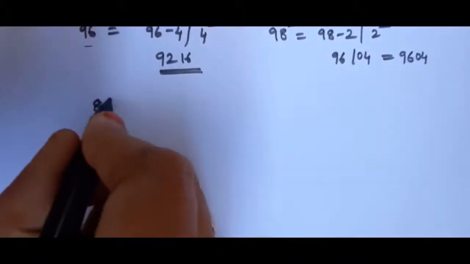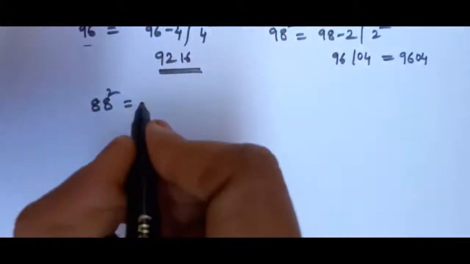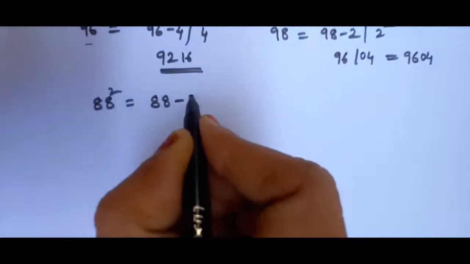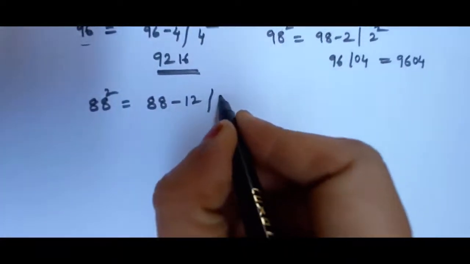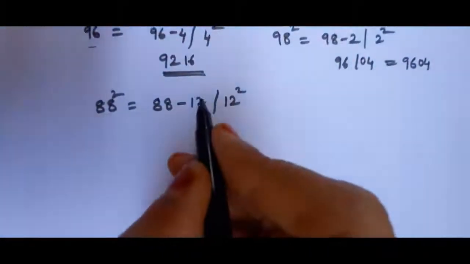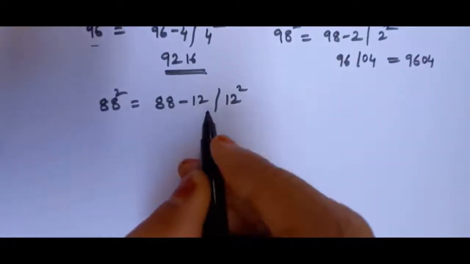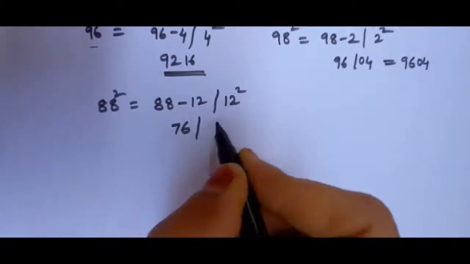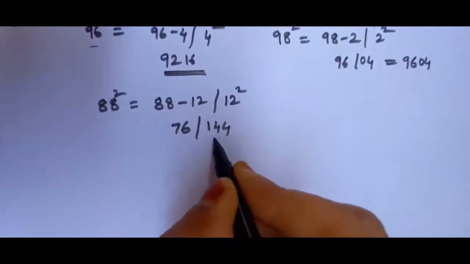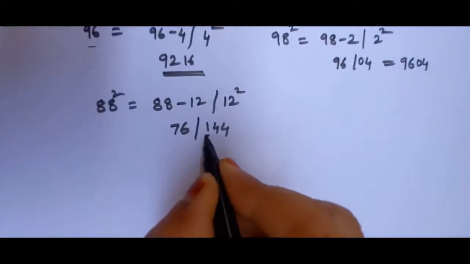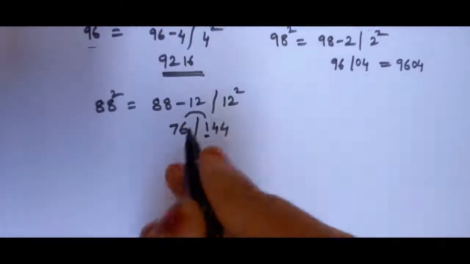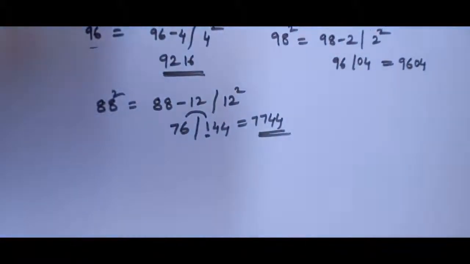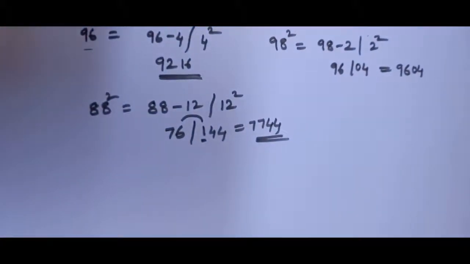Let's take 88 square. 88 is 12 less than 100, right? So subtract 12 from 88, then we write 12 square here. What is the answer? 88 minus 12 is equal to 76. 12 square is 144. See here, we got 3 digits, so we need to carry forward this 1 to here. So the answer becomes 7744. 88 square is equal to 7744.